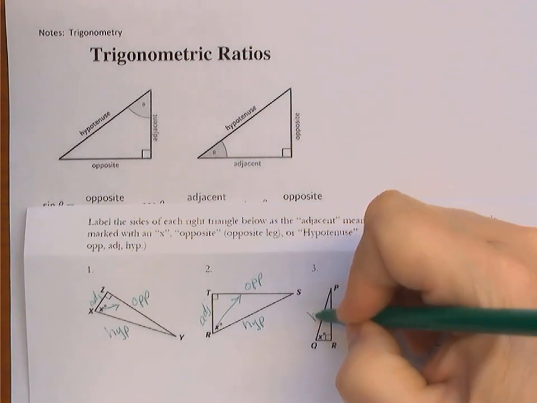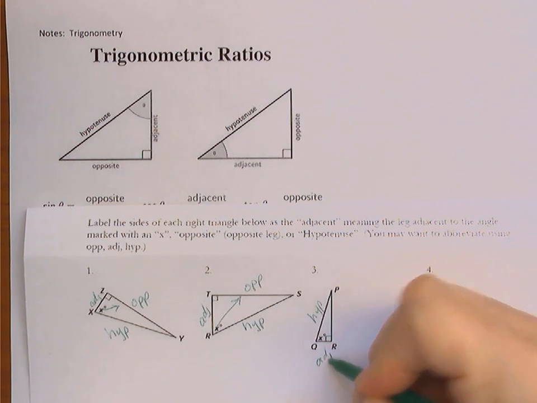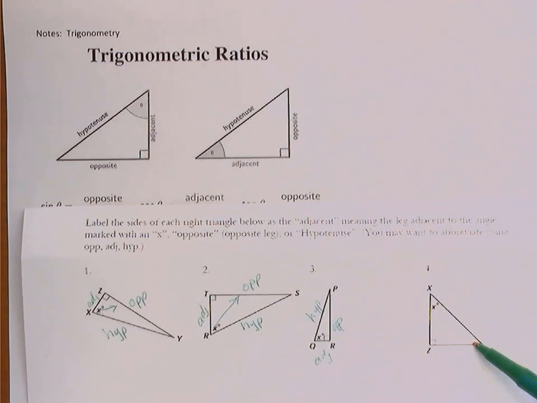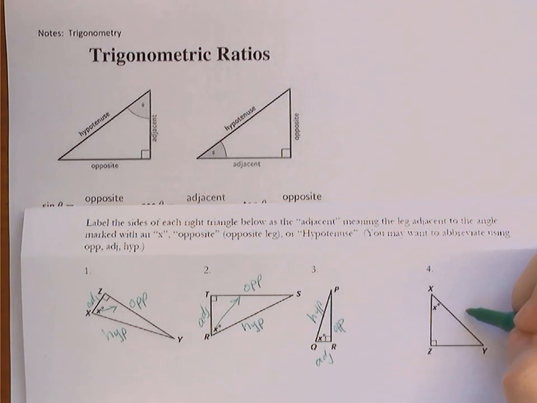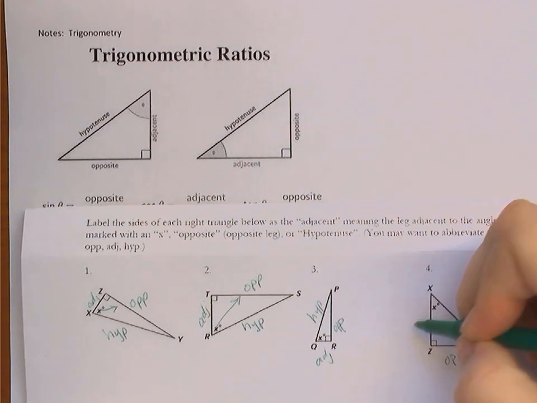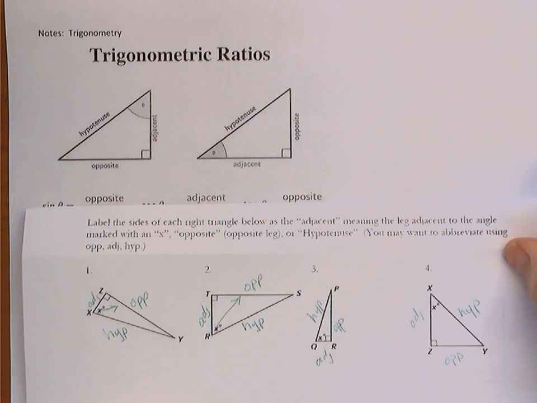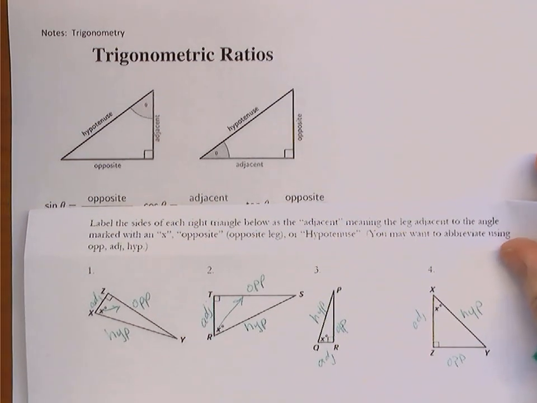You should have gotten hypotenuse, adjacent, and opposite. Now give this one a try. You should have gotten hypotenuse, opposite, and adjacent. If you need some more practice with that one, let me know, because you have to be able to identify which pieces, which legs you're talking about with regards to the angle, or you're going to struggle with this section.